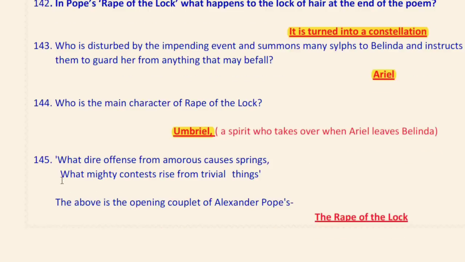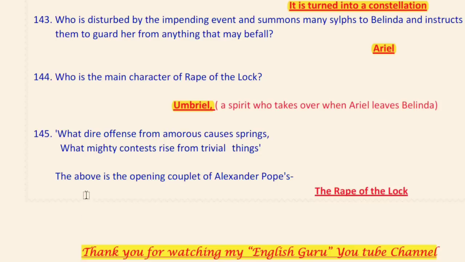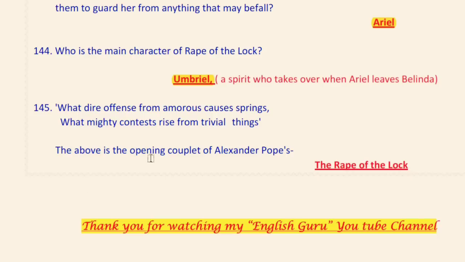Question number 145. What dire offense from amorous causes springs? What mighty contests rise from trivial things? The above is the opening couplet of Alexander Pope's. The answer is Rape of the Lock.